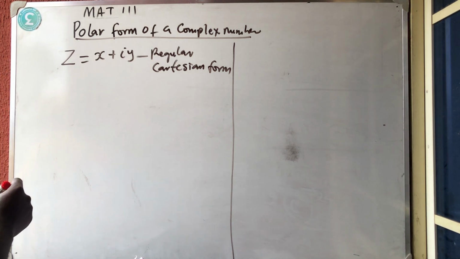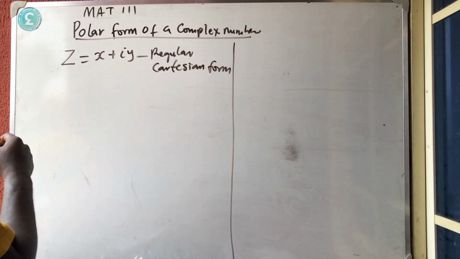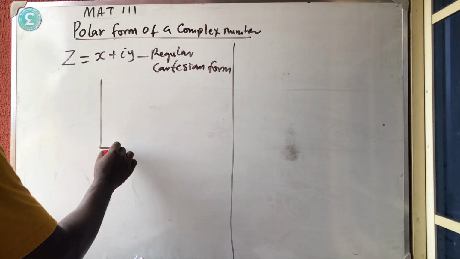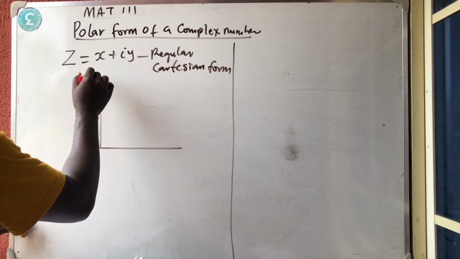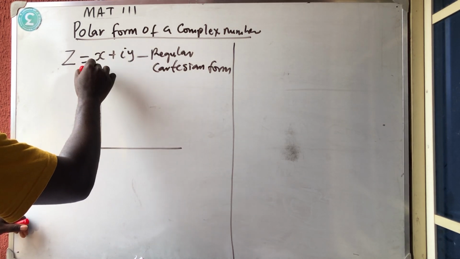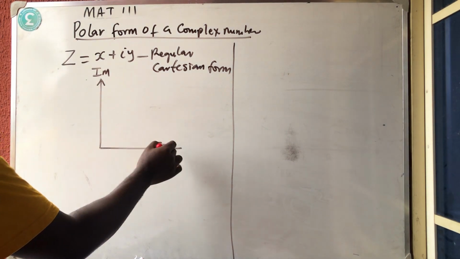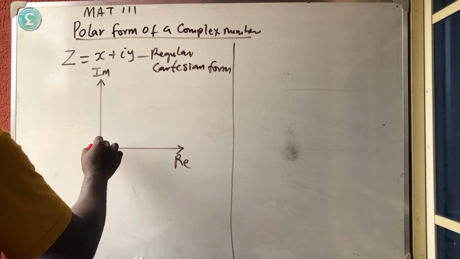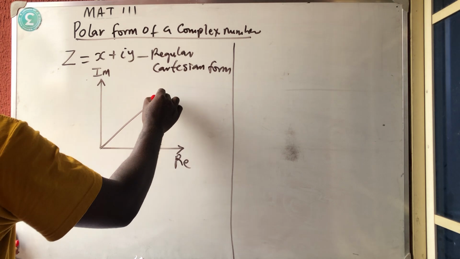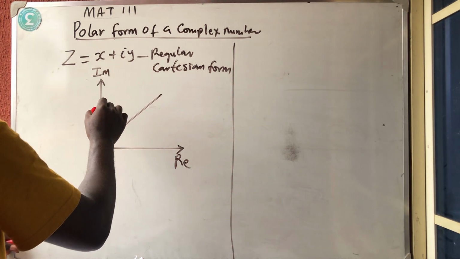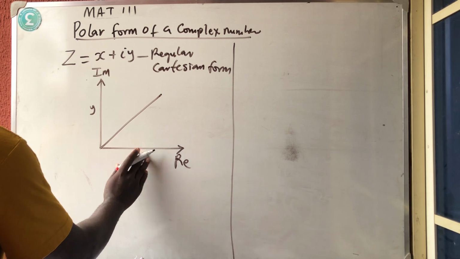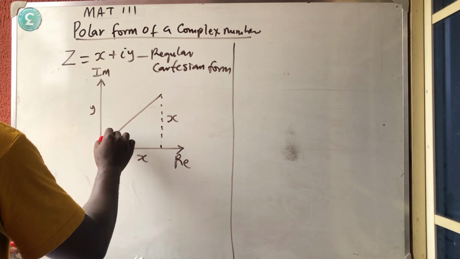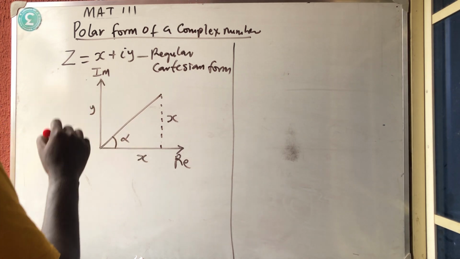Now, from this place, let me show you something. Watch me now. This is your y. The y-axis is called the imaginary part, while the x-axis is the real part. Now, if I have this, that's the complex number. This side is the y, this side is the x. Let me call this angle alpha.